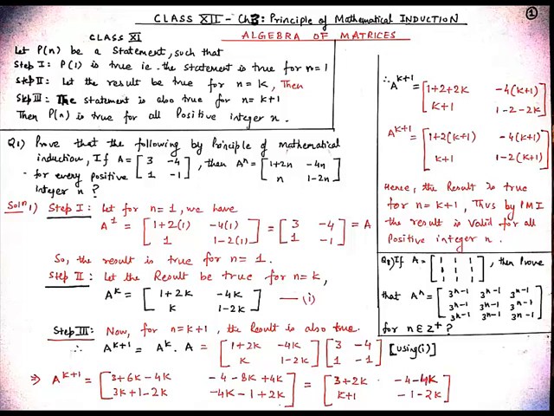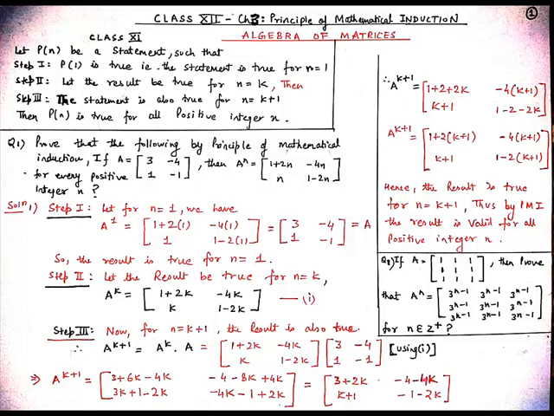And now our second step, where we will assume that the result is also true for n equal to k. So from here, A to the power k equals [1 plus 2k, -4k; k, 1 minus 2k], and let's say that this is equation I. And now in the third step, we'll check that our result is also true for n equal to k plus 1. So A to the power k plus 1, we know by applying the law of indices, can be written as A to the power k into A.